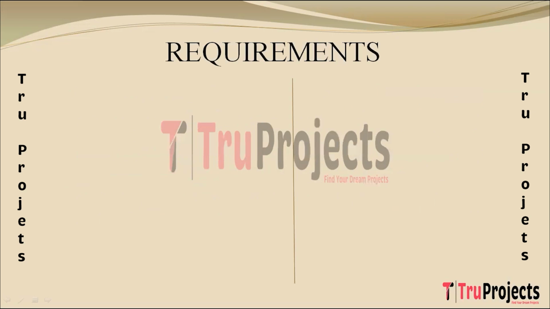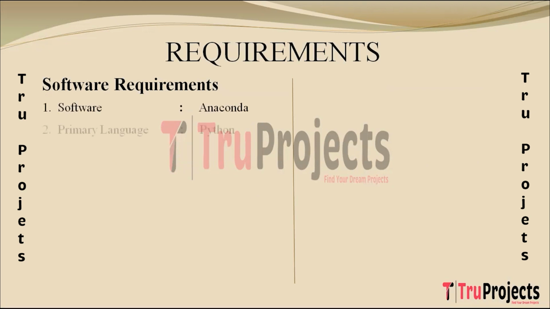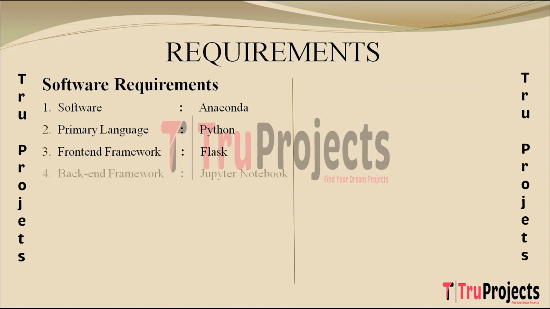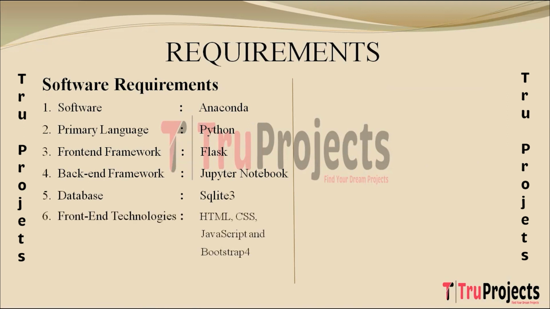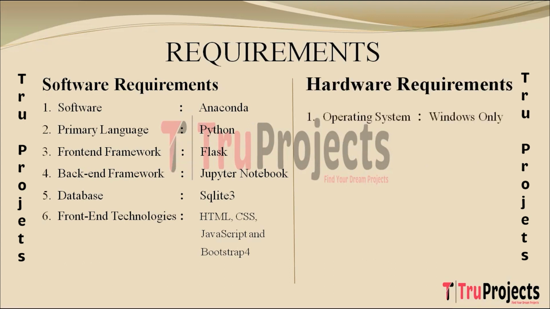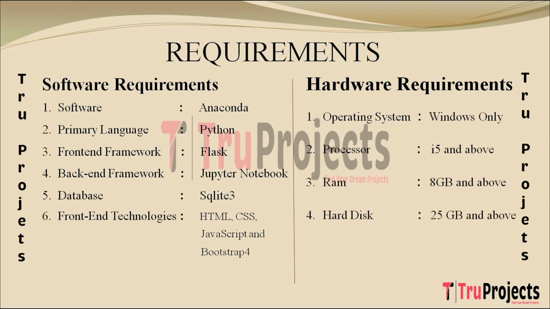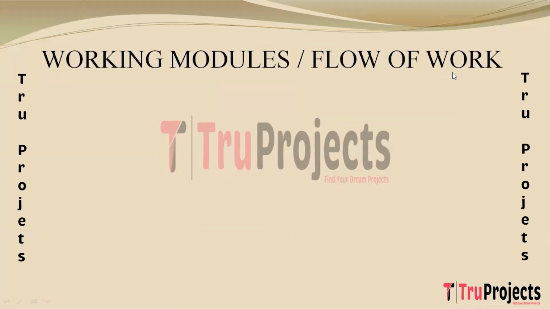Requirements needed to execute this project are: software requirements. Software used is Anaconda, primary language used is Python, front-end framework used is Flask, backend framework used is Jupyter Notebook. Database used is SQLite 3. And front-end technologies used are HTML, CSS, JavaScript and Bootstrap 4. Hardware requirements needed are operating system of Windows, processor of i5 and above, RAM of 8GB and above, hard disk of 25GB and above. Now we'll discuss the working modules of the project.